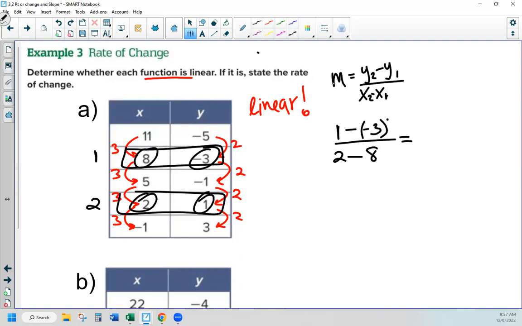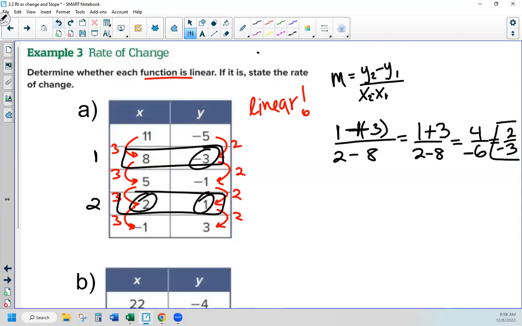This right here is everybody's Achilles heel: you guys freak out when you see a minus negative. Remember that a minus negative is the same thing as adding. I was supposed to write a 1. So 1 plus 3. That's going to give us 4 over 2 minus 8, which is -6. What can you divide both of these numbers by? You can divide them both by 2. That is going to give us 2 over 3. Don't forget that the fraction is still negative.